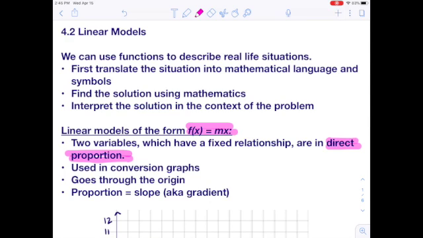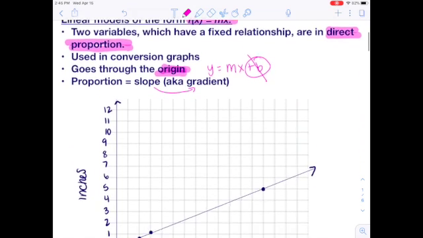All right. So we can use these a lot in conversion graphs. And we know it's going to go through the origin because it's missing the b in y equals mx plus b, right, from algebra 1. That is our y-intercept, and it's now 0. And our proportion is actually equal to our slope, which in math studies we call the gradient.